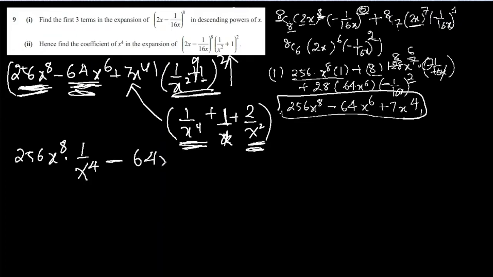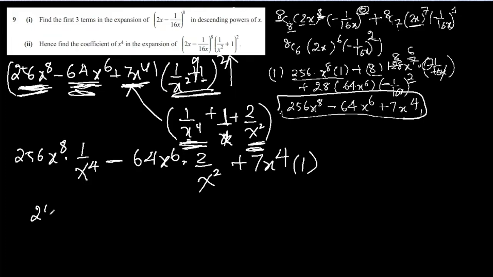Minus 64 x to the power 6 multiplied by 2 over x squared. That is giving us x to the power 4, of course. Next, 7x to the power 4 times this will not give us x to the power 4 because they get cancelled. And then 7x to the power 4 times 1. Yes, 7x to the power 4 times 1. Okay. And the next one will not give us x to the power 4. So these are the three that give us x to the power 4, and we'll simplify them.